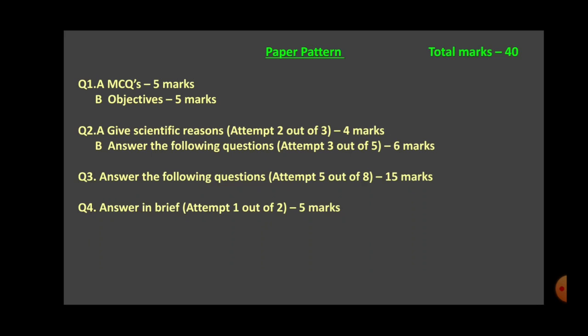Third question is answer the following questions. Here also a variety of questions can be asked, and you have to attempt 5 out of 8, 3 marks each, total 15 marks. Fourth question is answer in brief. It can be either one single question or it can be divided into parts. You have to attempt any one out of 2, and this carries 5 marks. So this is all about the paper pattern.